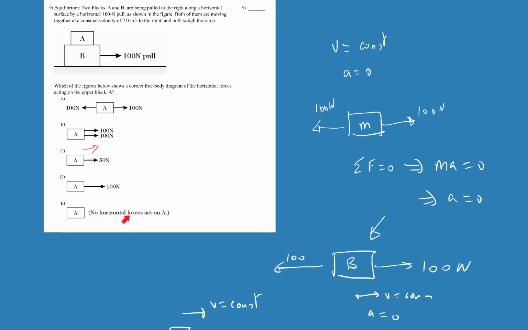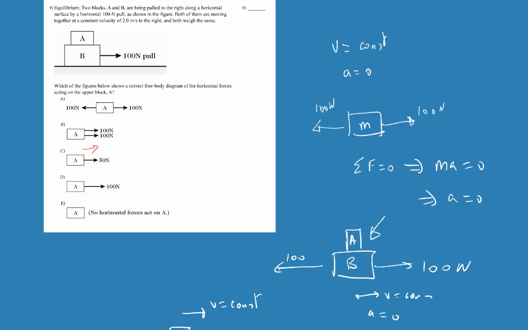And it says no horizontal forces acting on A. I don't know what it means. Okay, so this is the answer. The answer is A. But I made a mistake, and the mistake is that all the time I was thinking of the two masses together. I was thinking of the mass B.